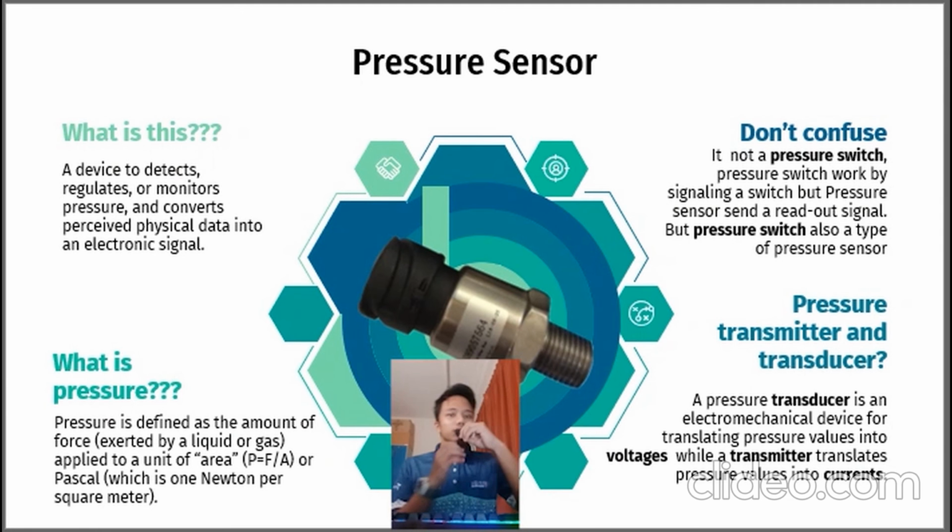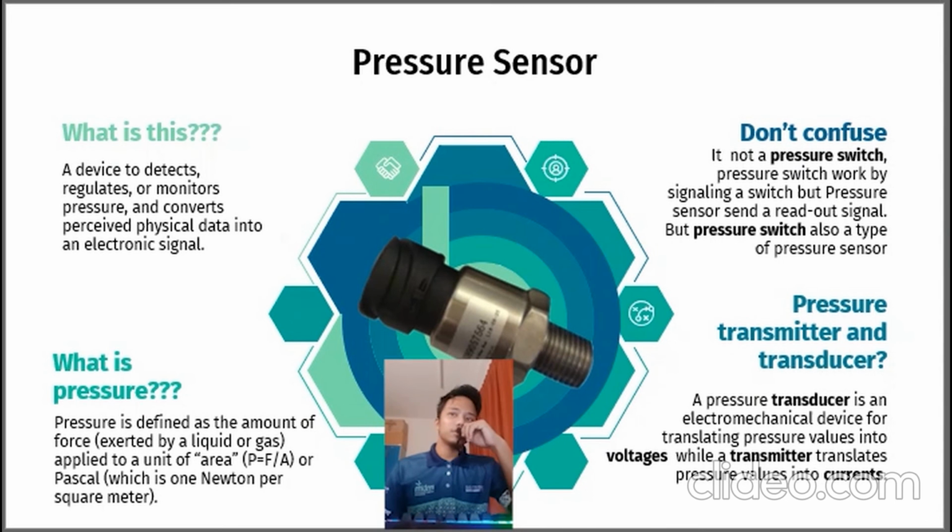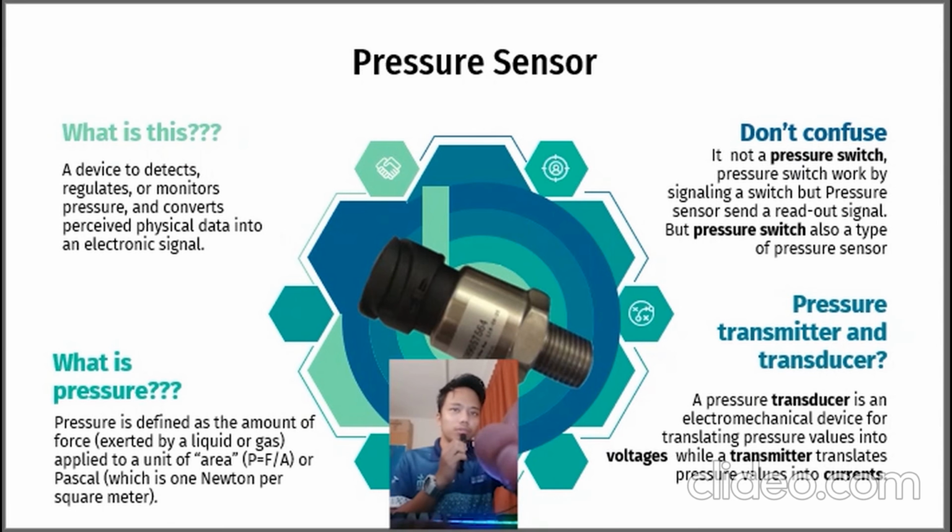To understand the pressure sensor, first you need to understand pressure. Pressure is an expression of force exerted on a surface per unit area. We commonly measure the pressure of gases. The standard unit for pressure is the Pascal, or Newton per square meter.